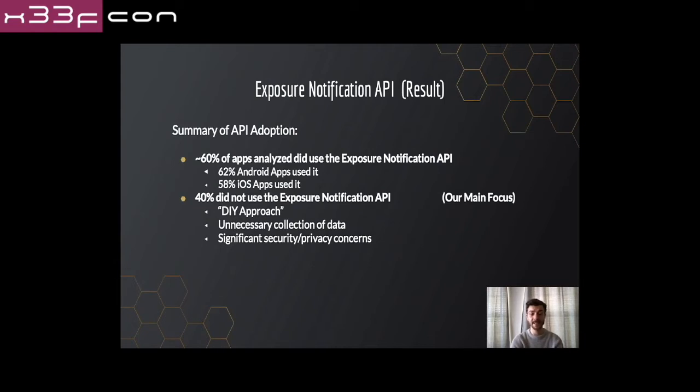So suffice it to say, there were significant security and privacy concerns, specifically within the 40% of applications that did not use the exposure notifications API. And this is going to be the main focus and center of our conversation today. So as opposed to focusing on the 60% of apps which actually did use the exposure notification API, we're actually going to be zooming in on the 40% which deliberately elected not to use that.